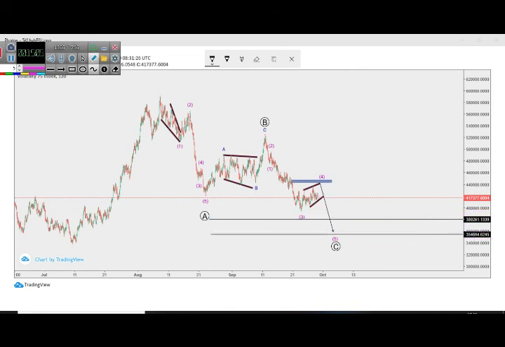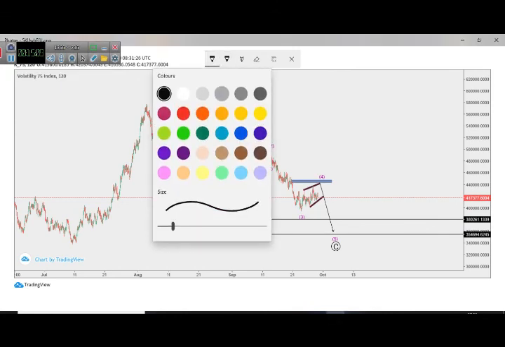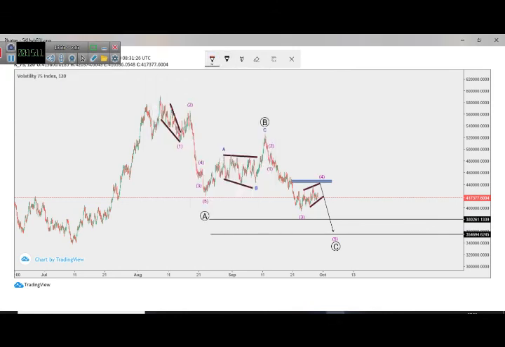So guys, happy trading. I hope you make a good fortune out of this analysis. So what we are expecting now is this.